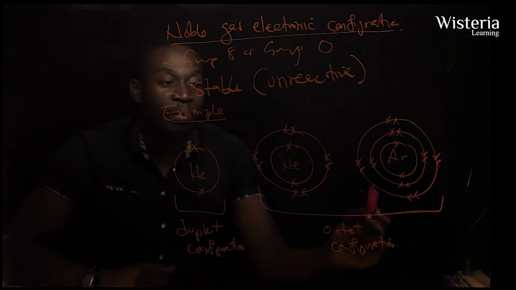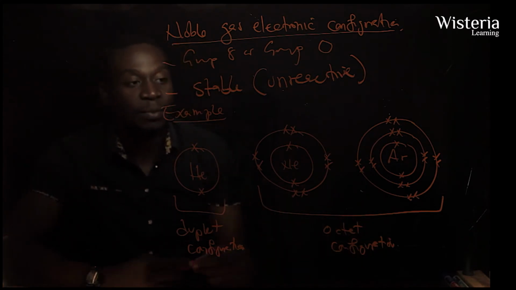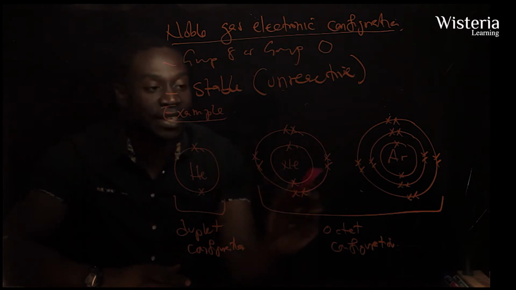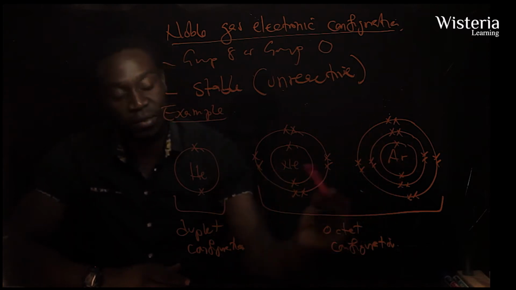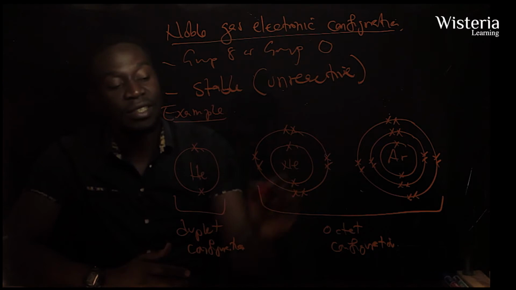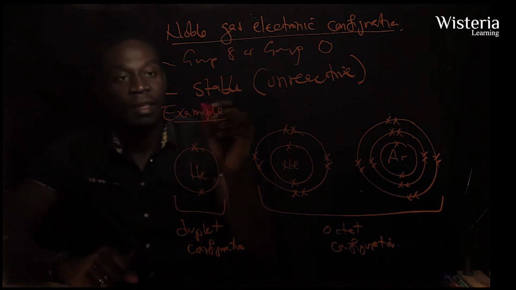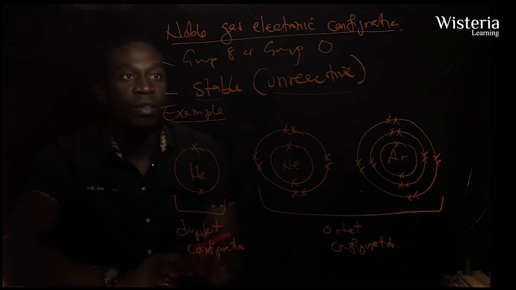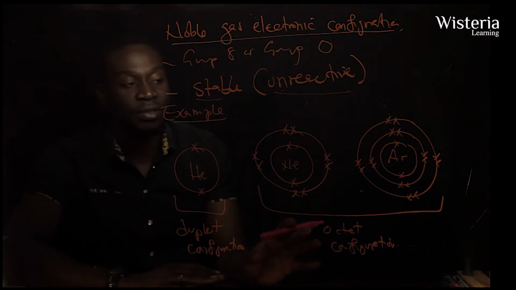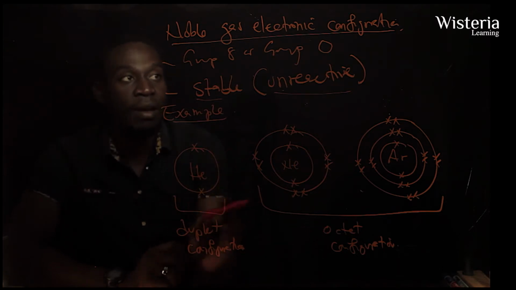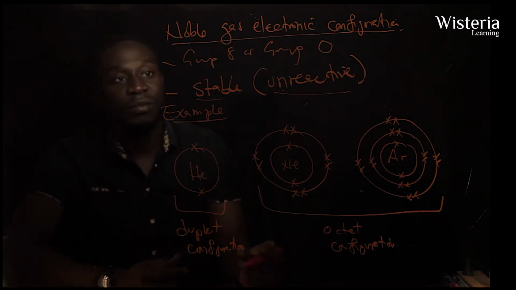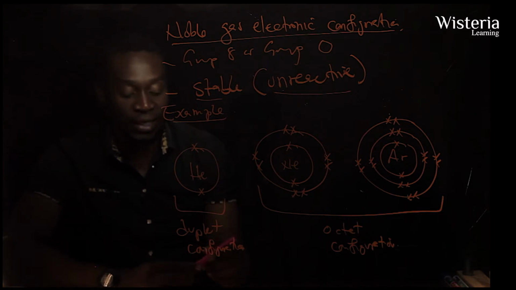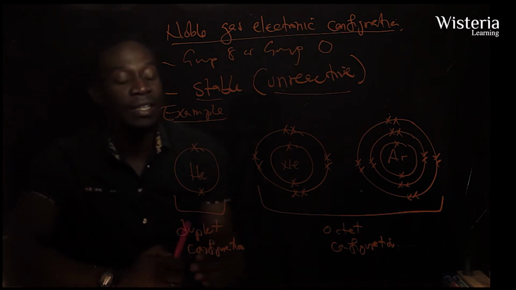Neon and argon, because they've got more than one shell, need to have an octet configuration in which they must have 8 electrons in the outermost shell. When they've got these 8 electrons, they are stable and unreactive. They cannot react. So the noble gases are found in group 8 because they have got 8 electrons in the last shell, except for helium. Or we can say they are found in group 0 because they are stable. They don't react by either losing or gaining electrons.